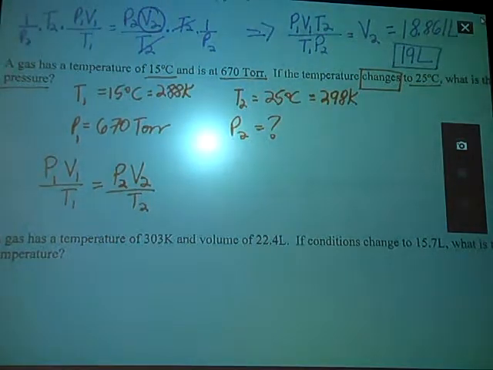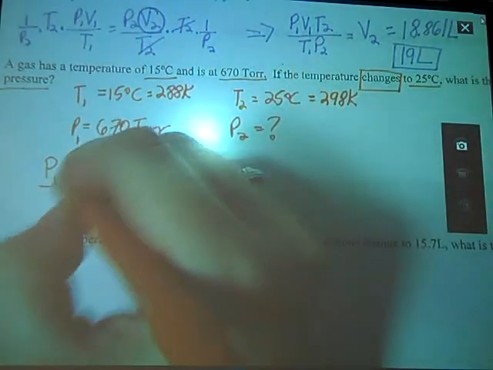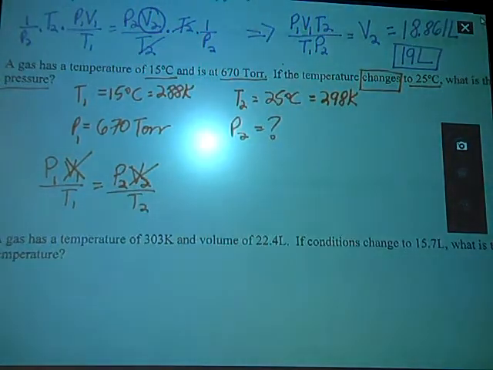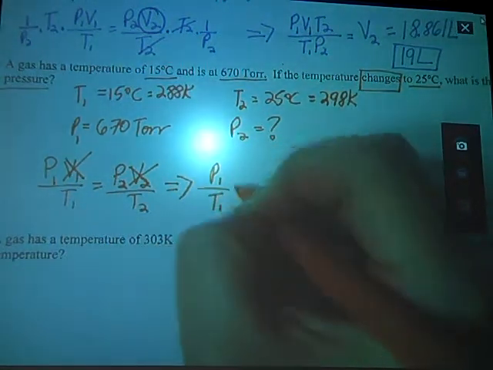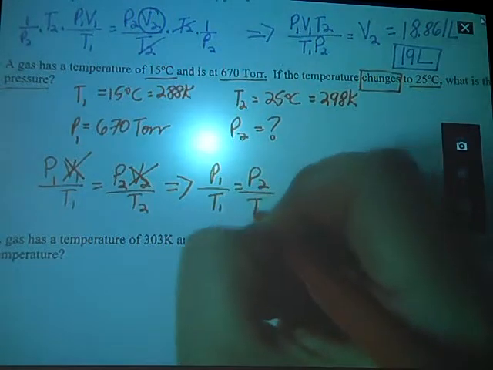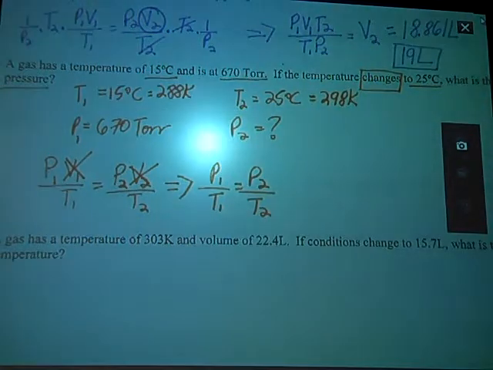So this problem says nothing about volume. So since they said nothing, we're assuming that volume stays constant. That means volume does not play a role in my equations, and I can just cross it out. That leaves me with the simplified, and there's Gay-Lussac's law, without me having to pull that specific law out of my brain.